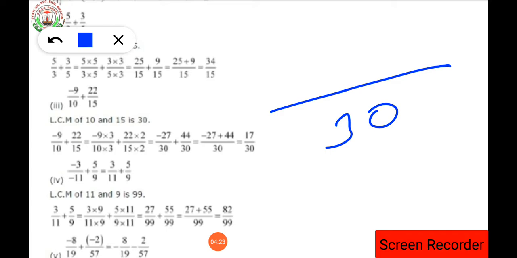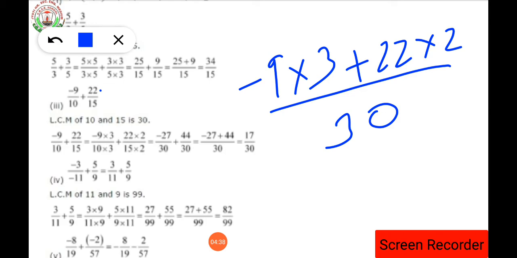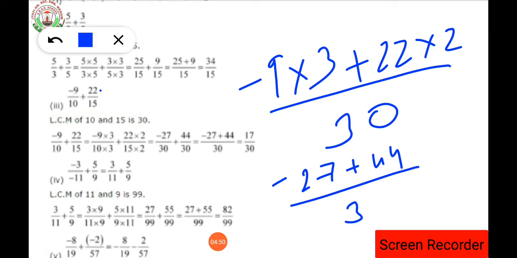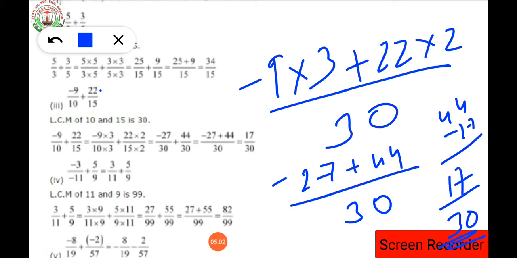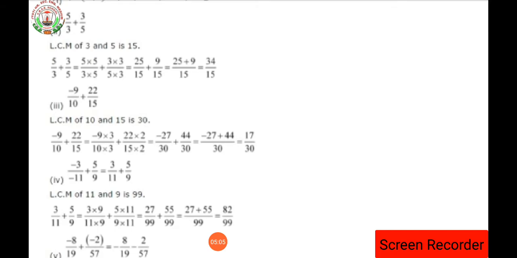Now 30 comes in the table of 10 how many times? 3 times. So that 3 will be multiplied with the numerator 9. Plus 30 comes in the table of 15 how many times? 2 times. So that 2 will be multiplied with the numerator 22. Have you understood? Now 9 threes are how much? That is 27. Then plus 22 into 2, that is 44 upon 30. Now 44 is plus and 27 is minus, so 27 will be subtracted from 44. What answer do we get? That is 17 upon 30 is the answer. Clear everyone? Next we have the fourth question.